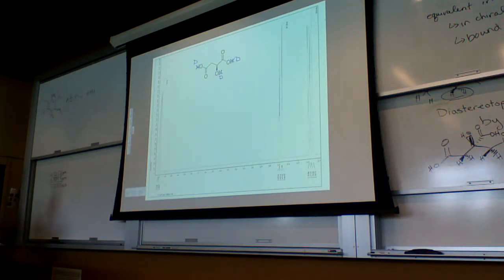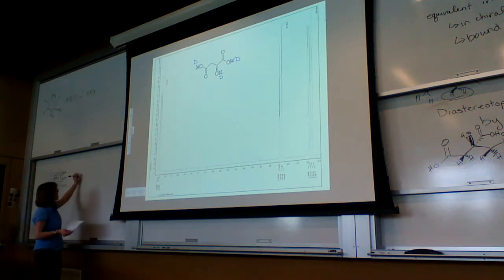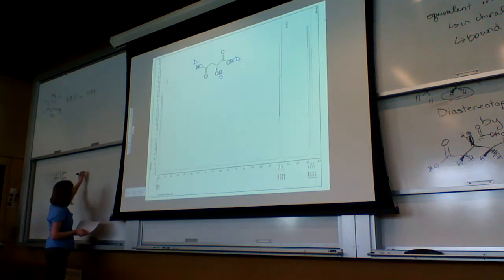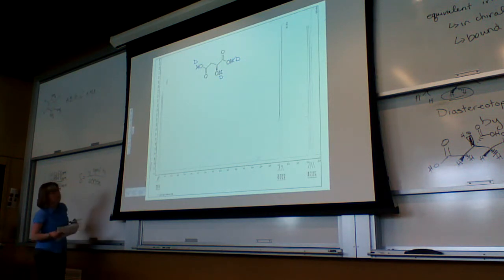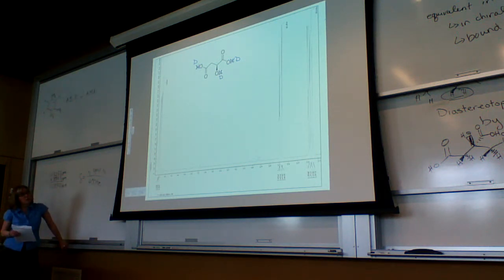The J values are always reported in hertz, not parts per million. And our chemical shift is equal to the frequency of our signal in hertz divided by the spectrometer frequency. Although now that I think about it, I think this is on a higher resolution one. So we're going to make the math work.